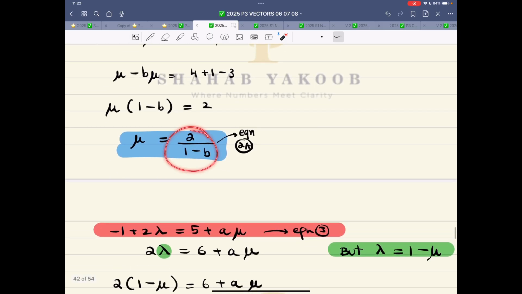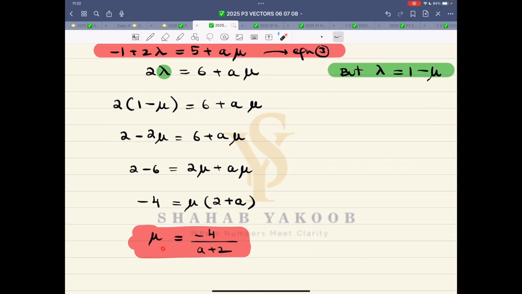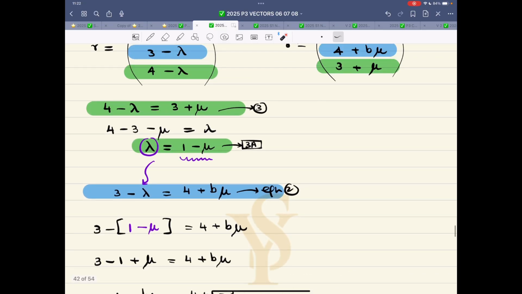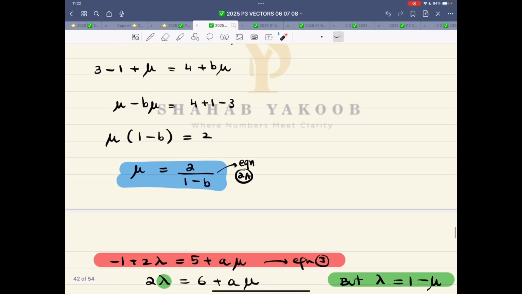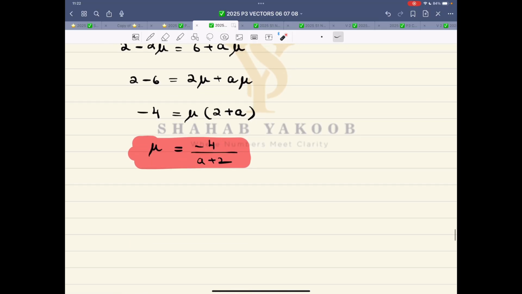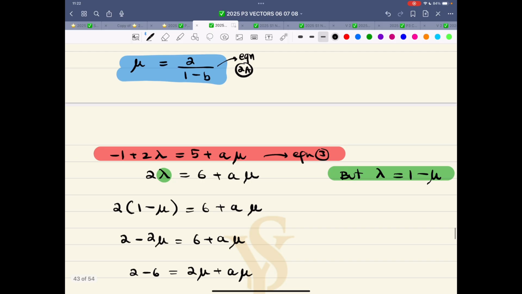That is in terms of b. Over here, I made again mu the subject. Now it's in terms of a. In both of them, I have used this relationship, lambda in terms of mu. Now the red one should equal to the blue one. So this is equation 3a simplified, and equate equation 3a with equation 2a.